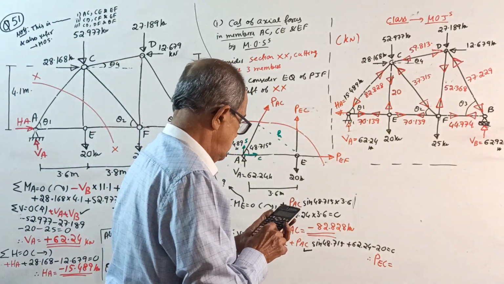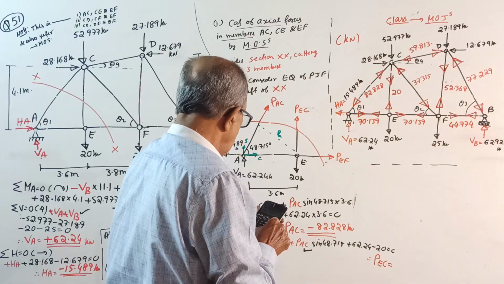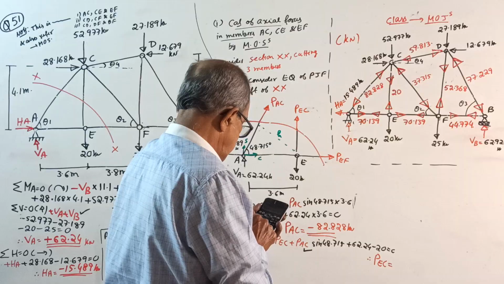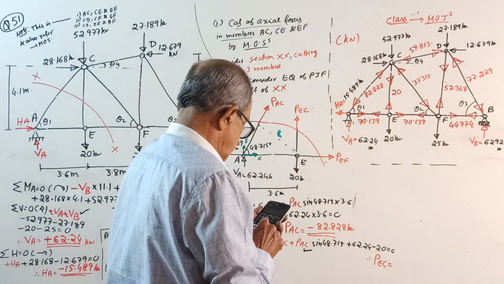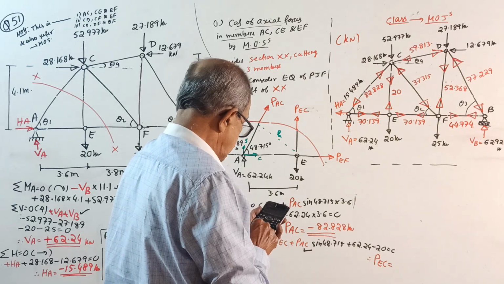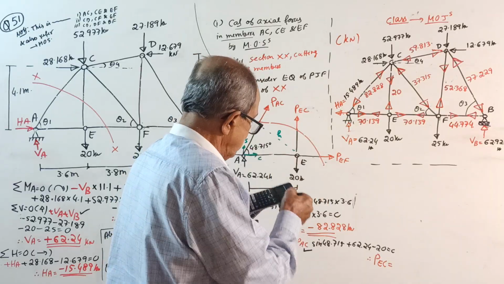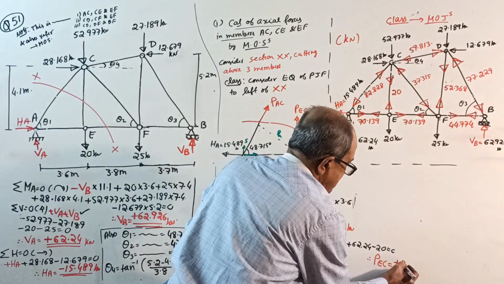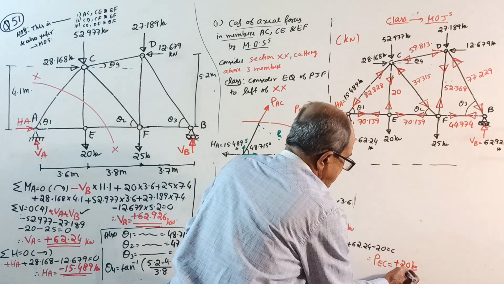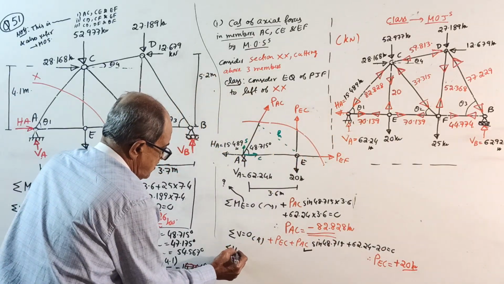How much? Minus 82.828 into sine of this angle 48.715, that minus over, plus 62.24 minus 20. Twenty minus twenty comes, not minus 20, plus 20. PEC will come plus 20 kilonewton.